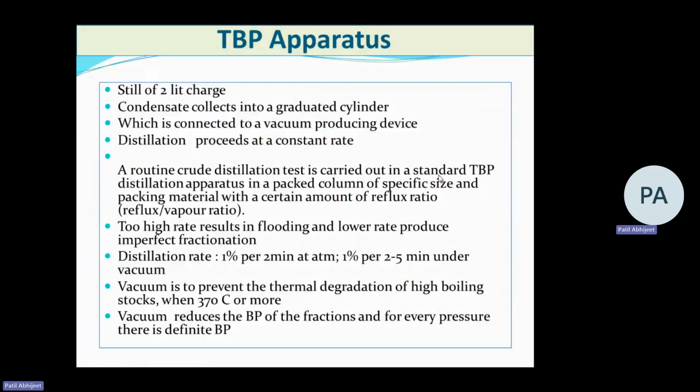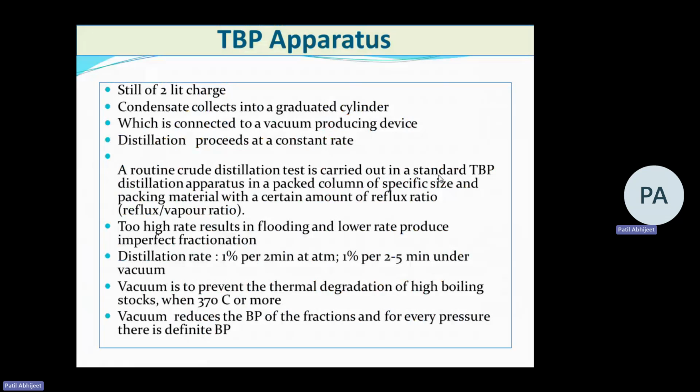The routine crude distillation test is carried out in the standard TBP apparatus, which is a packed column type of apparatus. It has a specific size and a specific packing material, with a fixed reflux ratio.